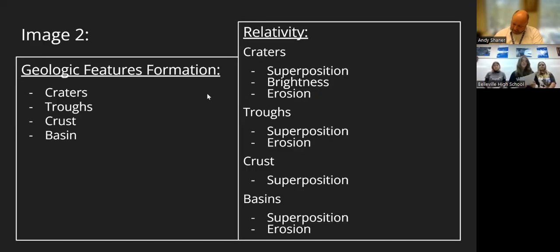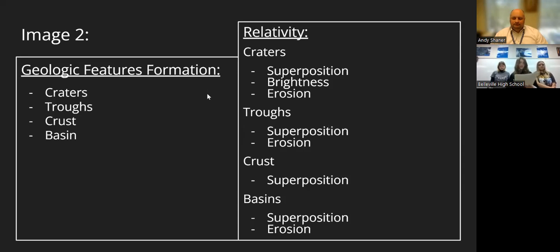So for the geologic features and their formations, we have simple craters, which are caused by impacts of foreign objects; troughs, which are found along the equator of 4 Vesta and are possibly fracture lines from a serious impact that damaged the asteroid's interior; the crust, which was likely formed by the cooling of lava during the formation of the asteroid; and then basins, which are large, complex impact craters that have been heavily degraded and filled with debris over the years.